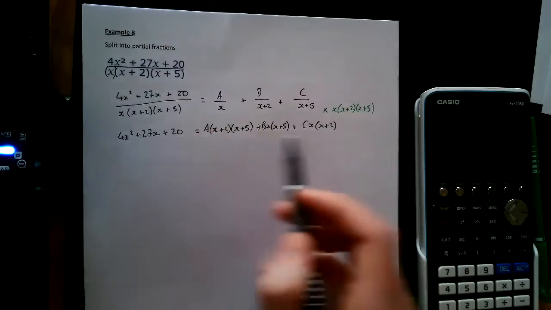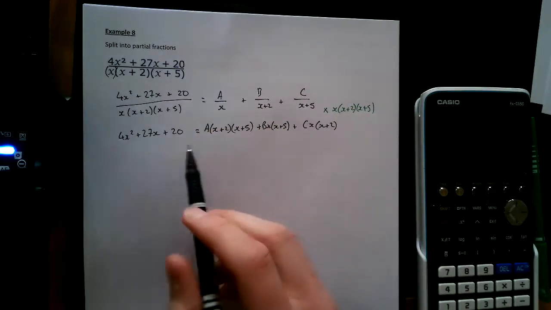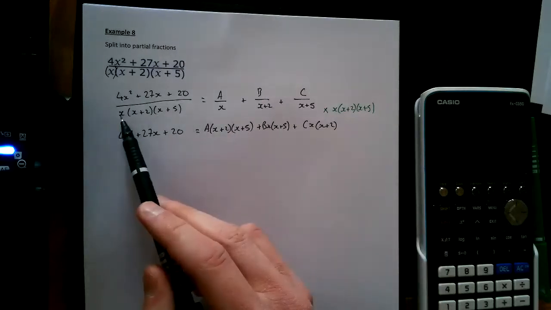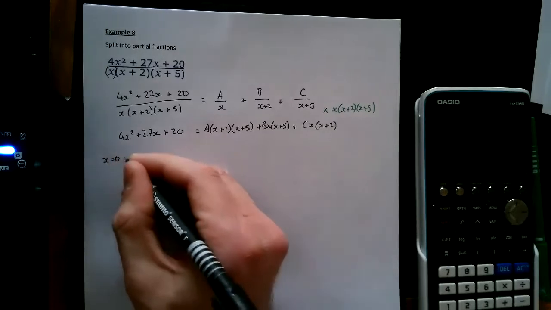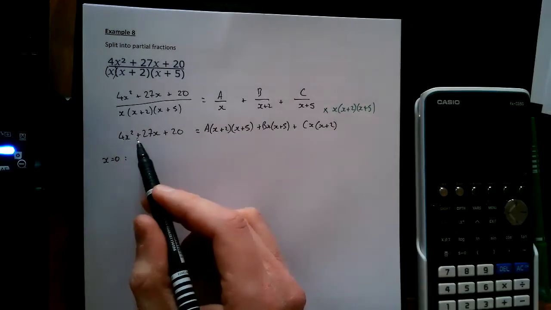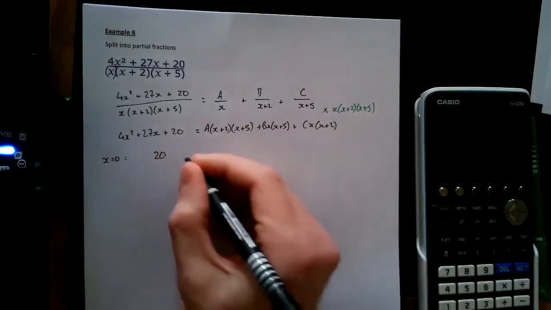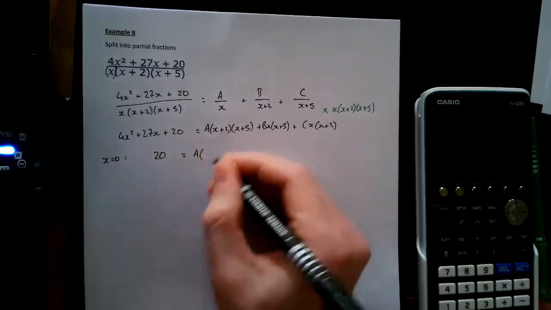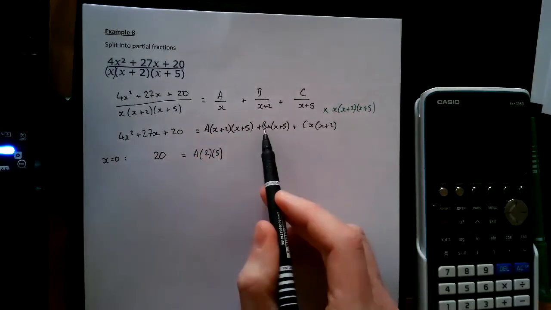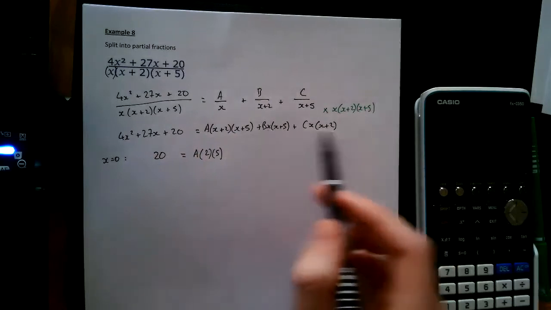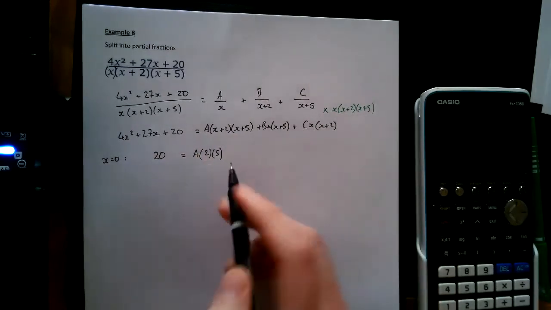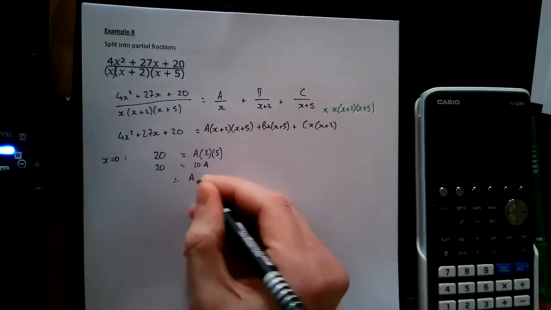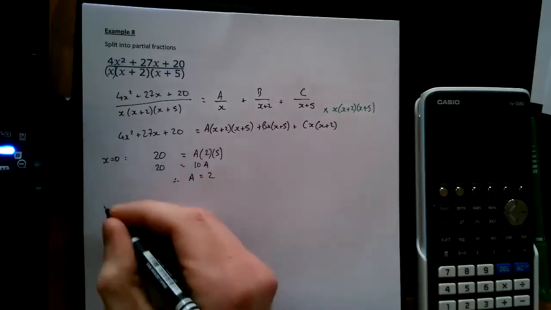Okay, so it's a bit longer than the last one, but it's exactly the same idea. So we choose clever values of x. So if I look at this one here, I choose x is 0 for that one. So on this side, if I sub in 0, I just get 20. Sub 0 in here, I get a times 2 times 5. Well, x will be 0 there, so that'll disappear. x will be 0 there, so that'll disappear. That's all I get. So 20 is 2 times 5 is 10, so 10a. Therefore, a equals 2.